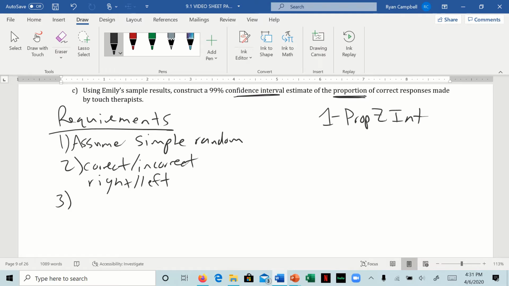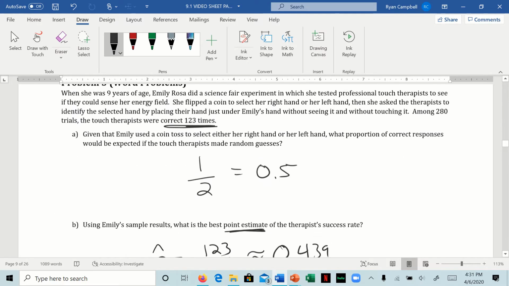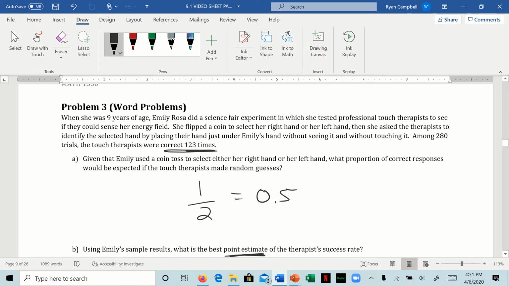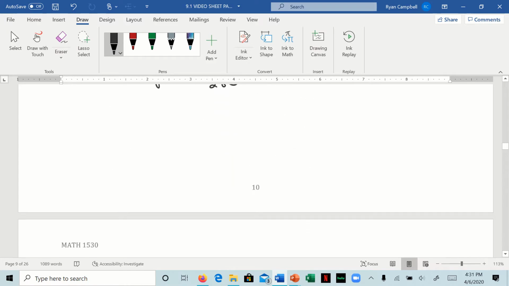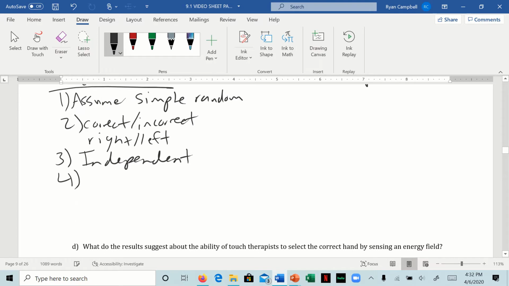Number 3 was independent events. Right? So we can see that each individual should be independent. Also, each time she's flipping a coin, so even within that, they would be independent of each other. One coin flip to another coin flip doesn't affect each other. So these are independent. And then lastly, we've got to check that formula.